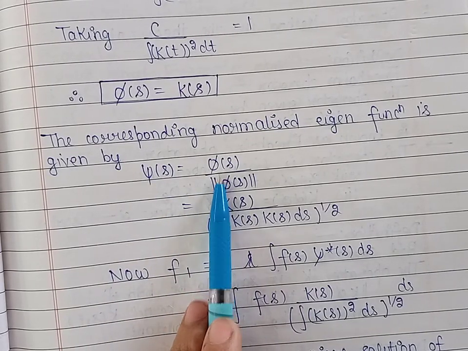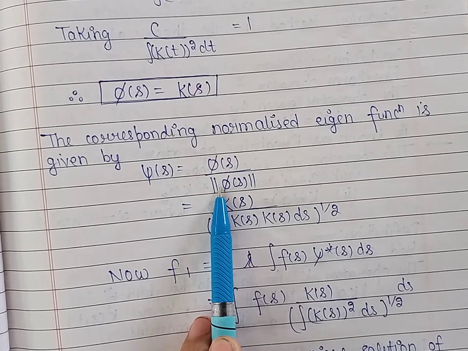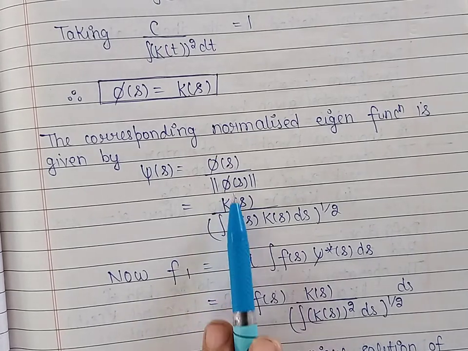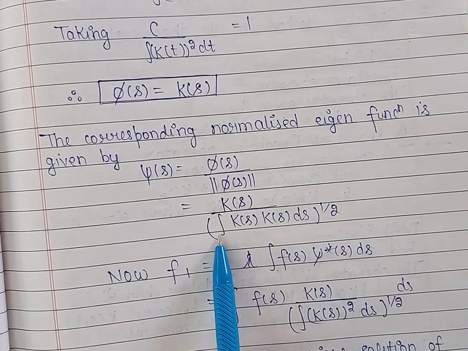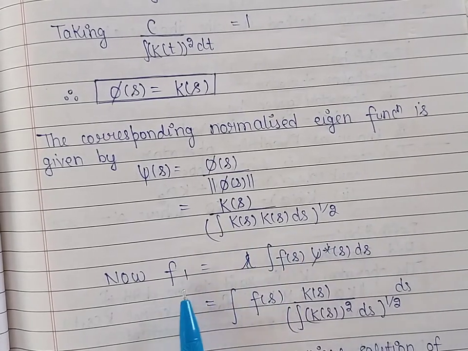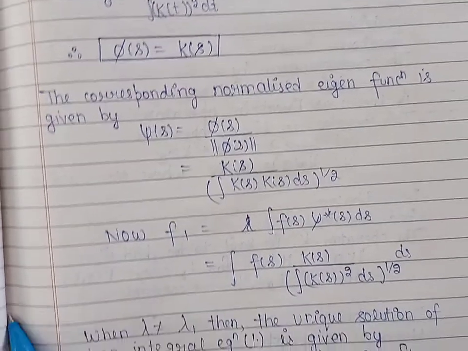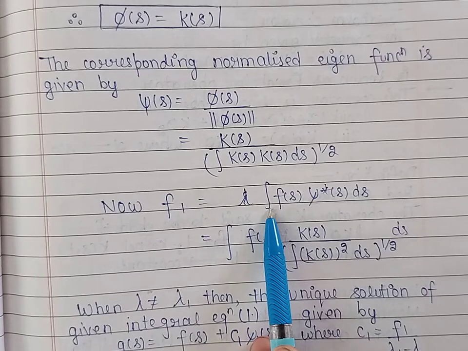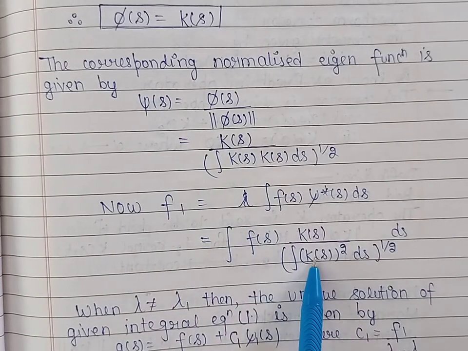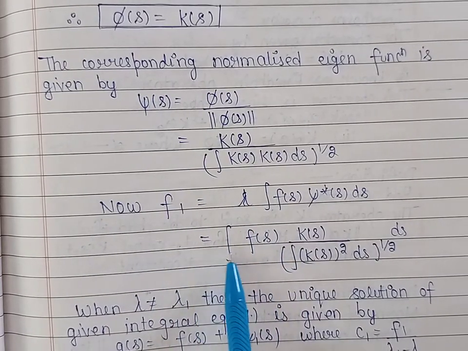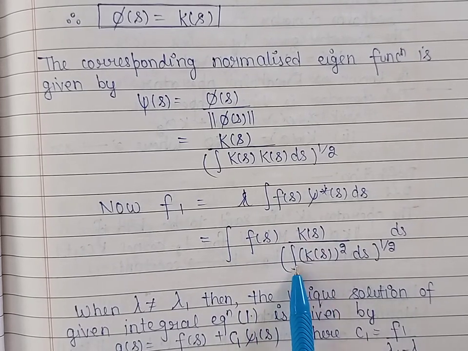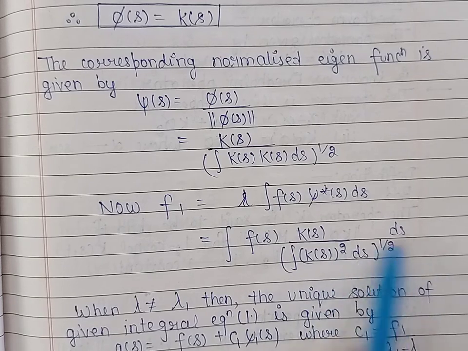Now the value of function φ is K(s), and the norm of φ means the square root of the inner product of φ with itself. By definition of inner product, this is given by the square root of the integral of the first function times the conjugate of the second function. Now we can find f1. Now f1 is given by ∫f times the conjugate of ψ. Substituting the value of the conjugate of ψ, we get f1 equal to ∫f(s)K(s) divided by the square root of ∫K(s)² ds.